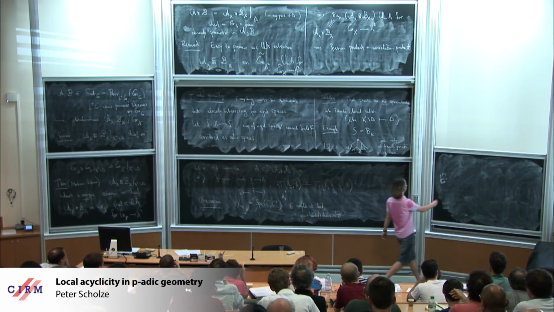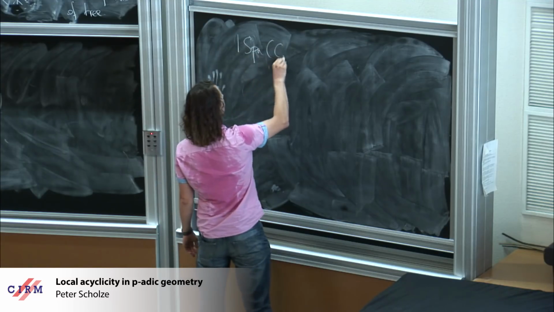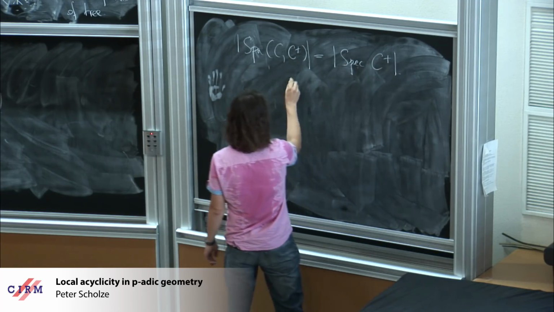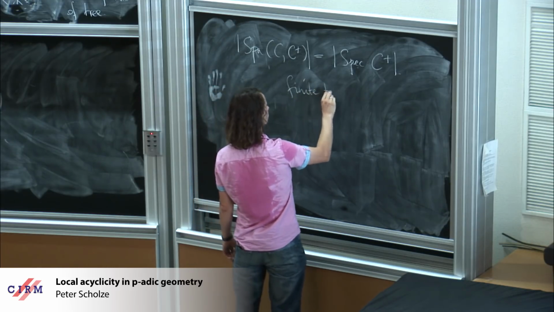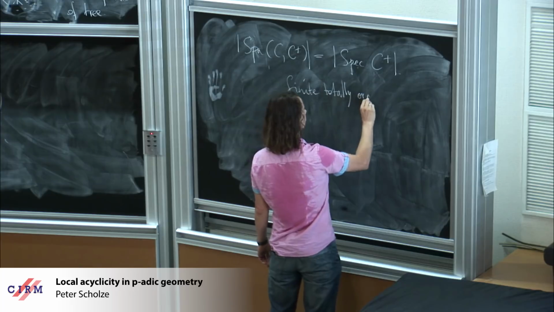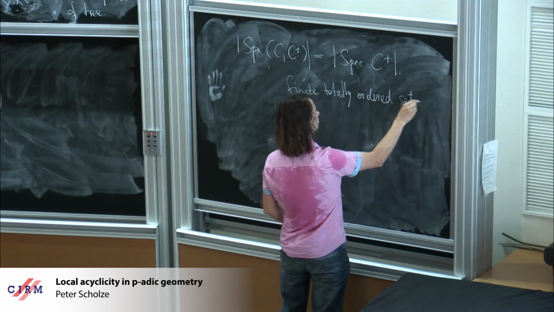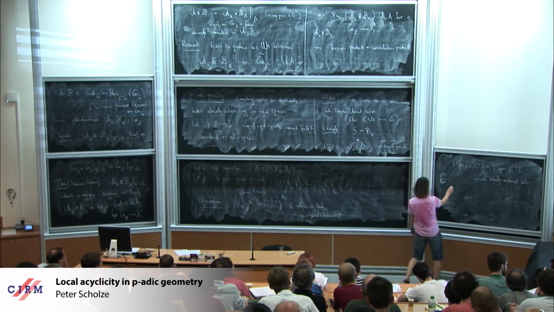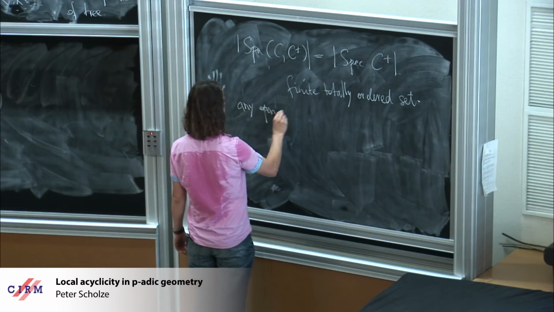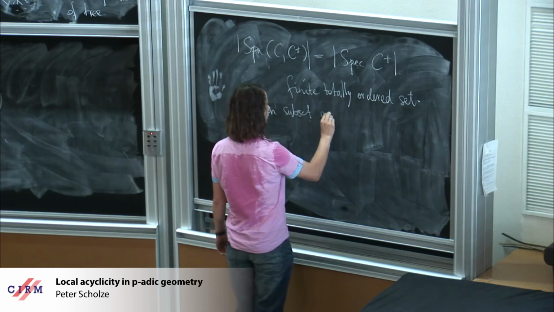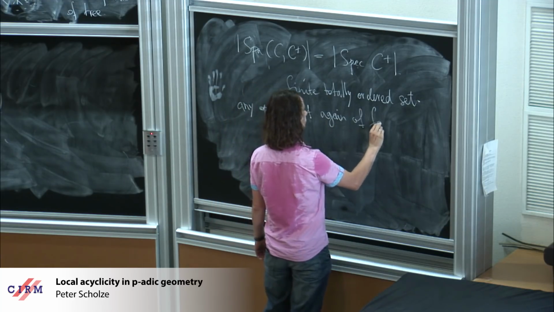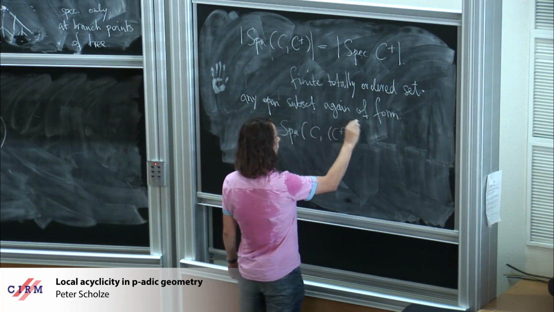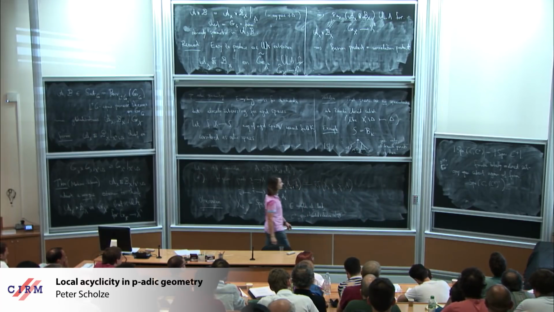And so in particular, topologically, it turns out that this is the same thing as the spectrum of C+, which is a finite totally ordered set of points, totally ordered under specialization. And any open subset is again of the form Spa(C, C+') for maybe a different open and bounded valuation subring C+'.